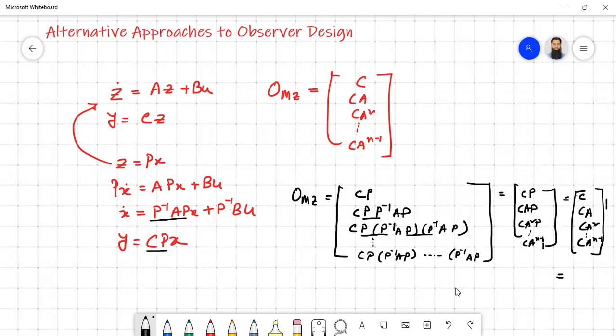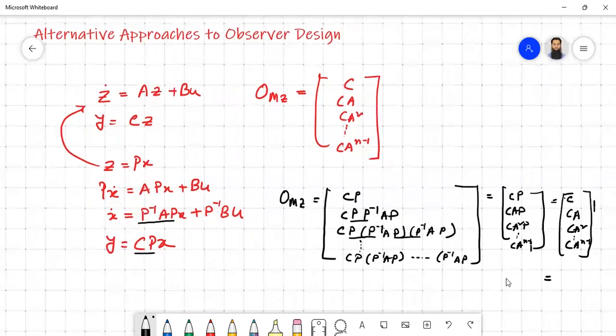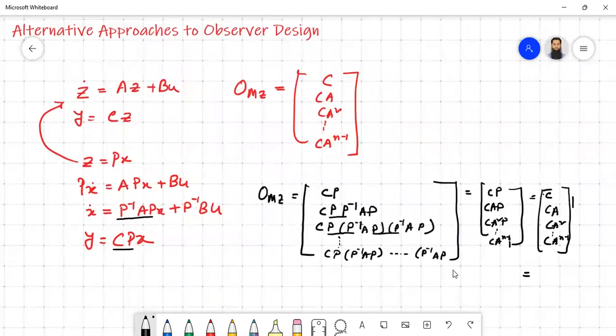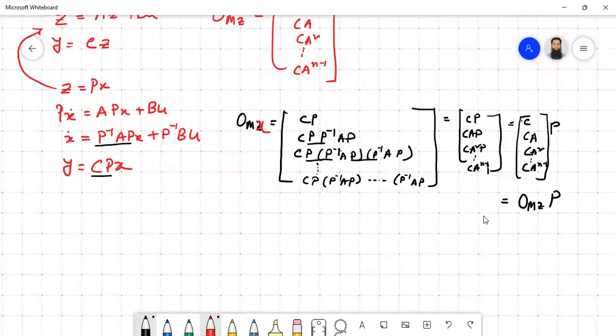So this is nothing but our original observability matrix OMZ, so this is OMZ P. One thing we have to rectify is that this is the X system, so this has to be X. So OMX is equal to OMZ P. If you take the inverse of OMZ, then you get P equals OMZ inverse OMX.